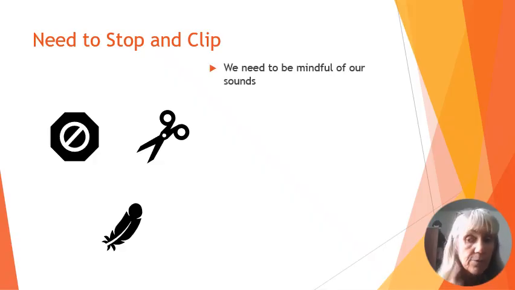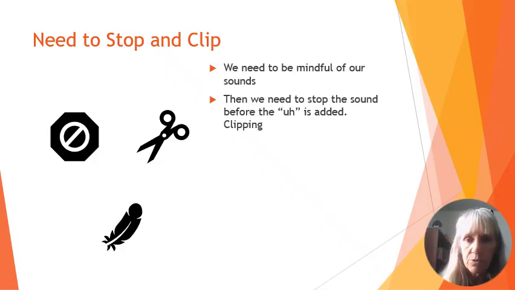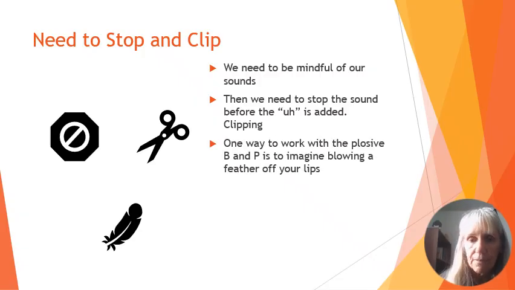We need to be mindful then of our sounds, what we're hearing and what we're saying. Then we need to stop the sound before that is added, and we call that clipping. And there's one way to work, for example, with the plosive P and the B, the first two consonants I showed you on the phonetic alphabet chart, and they are both called plosive stops. So we have the B and the P, P, P, ball, P, P, pot.